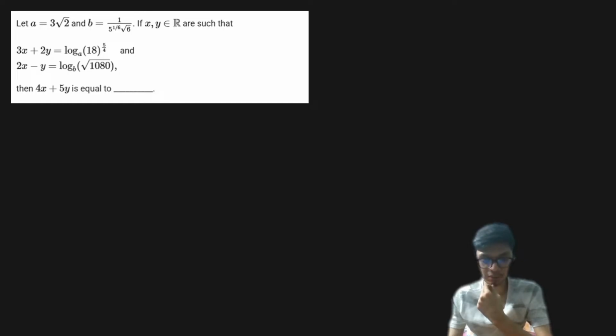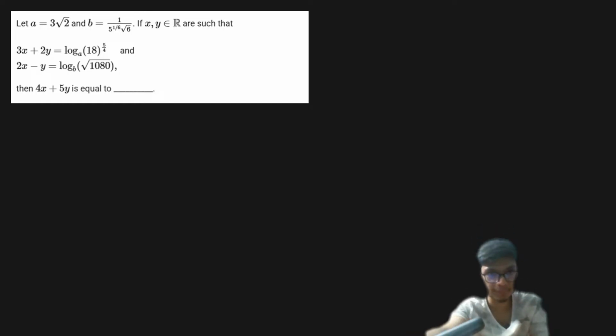If you try to look at this problem over here, it is talking about multiple numbers which are given as a, b, and x and y are real numbers.